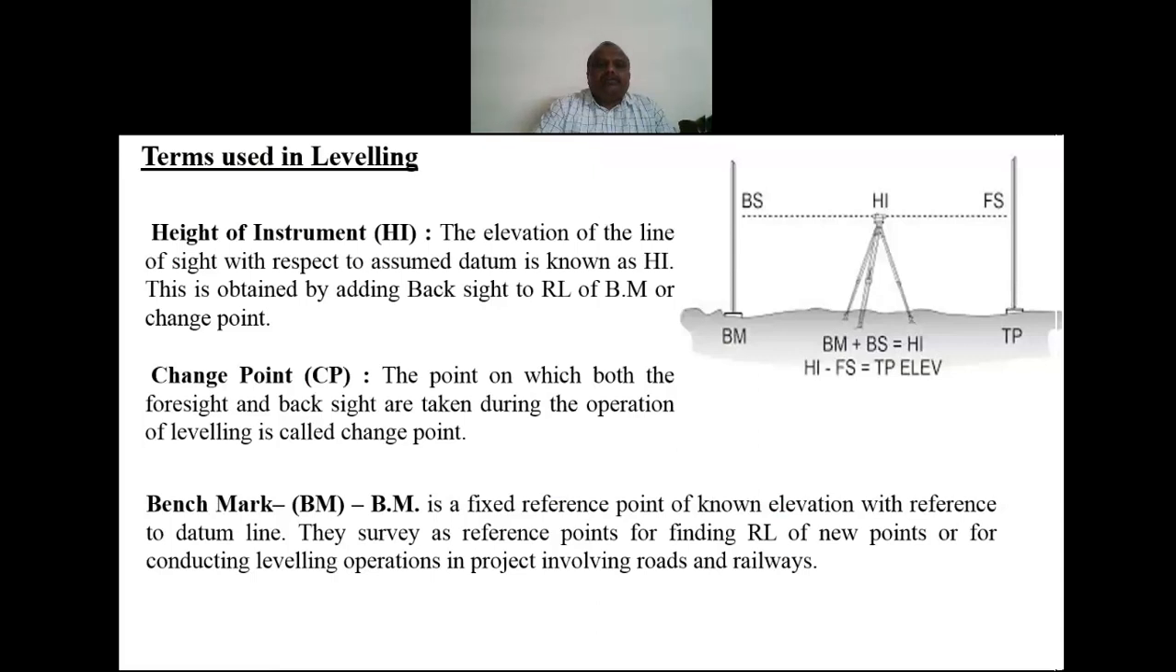What do you mean by change point? Change point, on which both the foresight and backsight are taken during the operation of leveling, is called change point. What do you mean by benchmark? Benchmark is a fixed reference point of known elevation with reference to datum line. They serve as reference points for finding RL of new points or for conducting leveling operations in a project involving roads and railways.